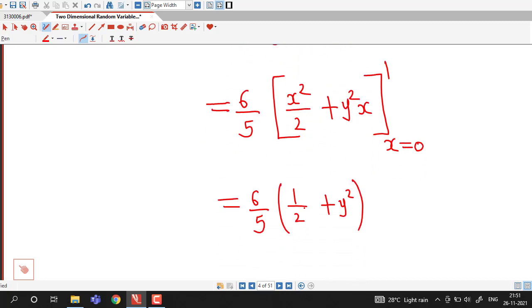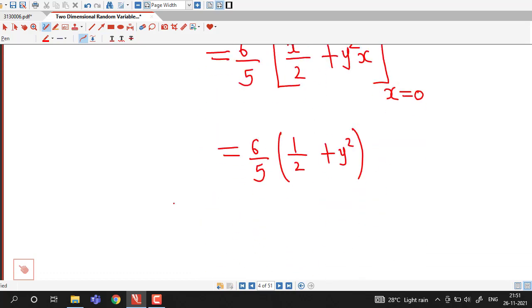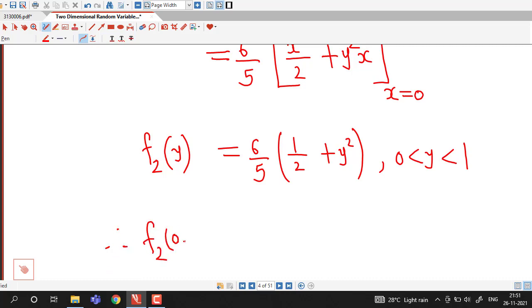So this is the marginal density of random variable y, and this is when y is in between 0 and 1, and if y is not in between 0 and 1, marginal density of y will be 0. Now we are interested in the marginal density of y at 0.5, so we substitute y equal to 0.5 and we obtain, this is going to be 1 by 2 plus square of 0.5.